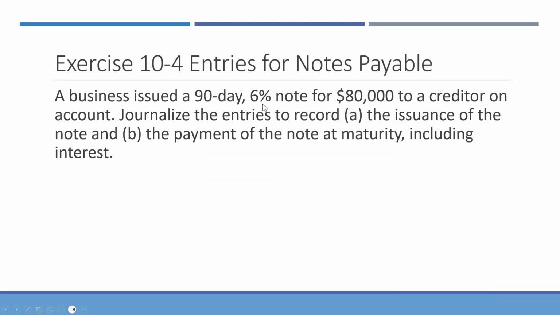A business issues a 90-day 6% note for 80,000 to a creditor on account. Journalize the entries to record the issuance of the note and the payment at maturity. So this is, again, on account, so it's to settle an account.